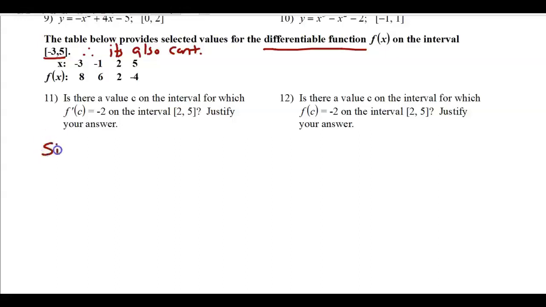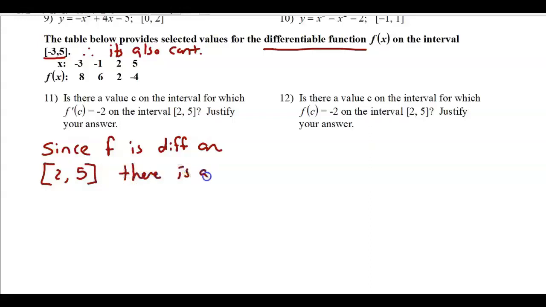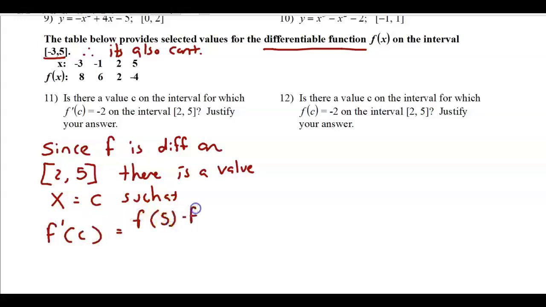Since f is differentiable on 2, 5, that means we could say there is a c such that f prime of c is equal to f of 5 minus f of 2 over 5 minus 2, and it's -2.